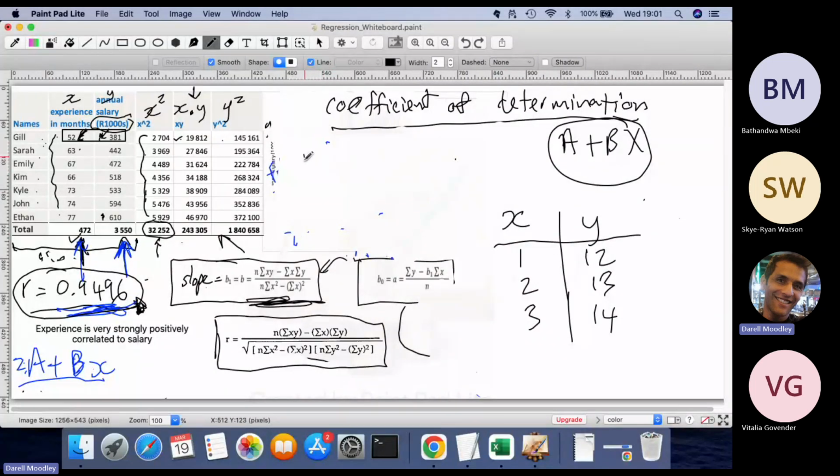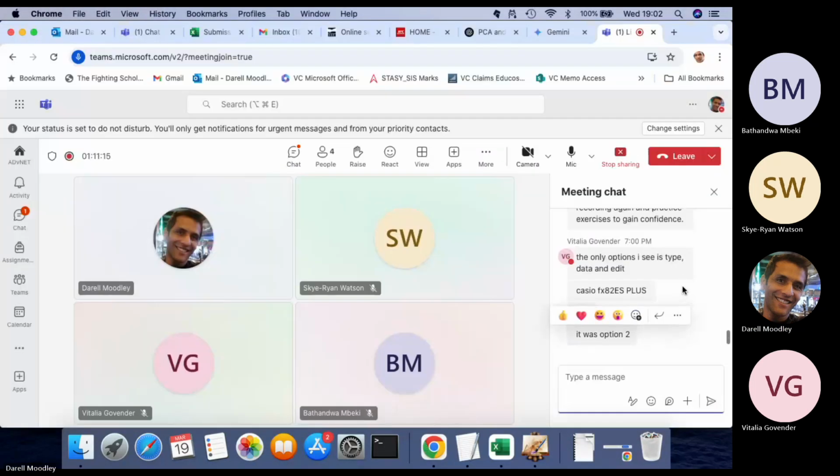So you're going to press mode on your calculator, and you're going to choose stat, and then choose this option here. Once you've done that, and you see your X and Y column, so press mode, then press stat, then choose the option A plus BX. Tell me when you're there. Okay, all right, so you're there.